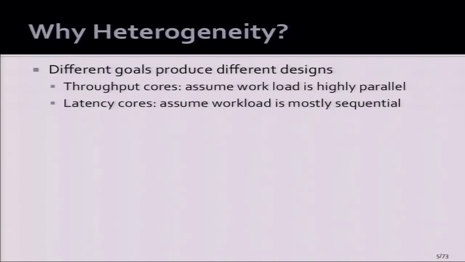All right. So why heterogeneity? I've been getting at this, but I'll just state it again. Different goals produce different designs. Throughput cores assume that the workload is highly parallel from the beginning. And graphics cores were built from the ground up. Their day job, the reason why they exist, is to play video games, right? And when you're playing a video game, you're running a program for every pixel of the screen that you're drawing, right? And every one of those pixels is more or less independent from all of the other pixels.